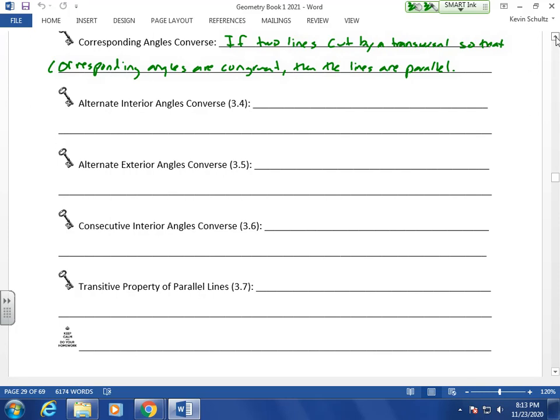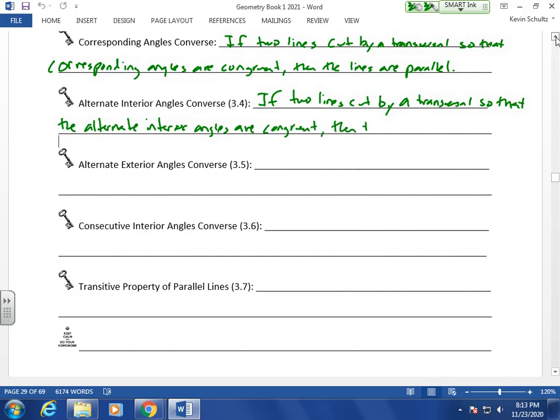The alternate interior angles converse says that if two lines, this is going to sound familiar here, if two lines are cut by a transversal so that the alternate interior angles are congruent, then the lines are parallel.